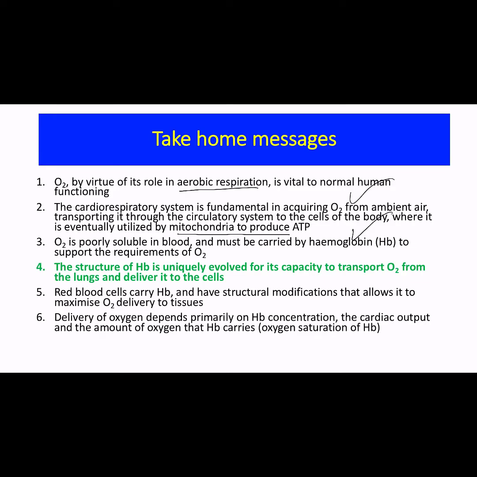In the last part of our talk, we explored the reason why oxygen was poorly soluble in blood, and we explained the necessity to have a hemoglobin molecule that can carry sufficient quantities of oxygen in order to deliver it to the tissue such that it can be used to produce ATP.